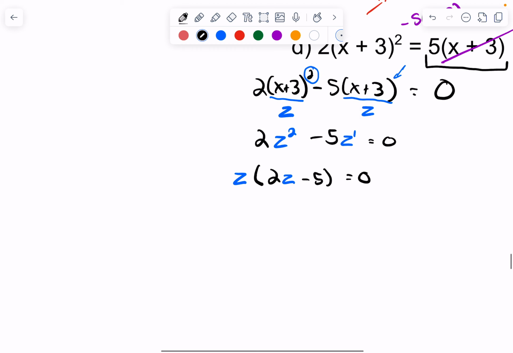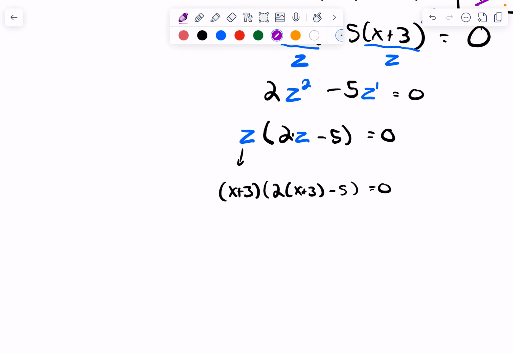Well, I don't want to know what z is. I want to know what that x plus 3 is. So plug that back in. So make z x plus 3. 2 times, because this is a multiply here, you're multiplying z by 2, and z is x plus 3, minus 5 equals 0.